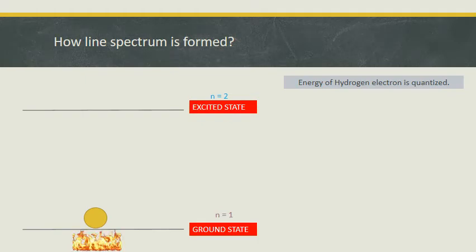Jadi apa yang terjadi di sini, pada ground state selalunya n sama dengan 1, adanya elektron. So ini adalah kita punya elektron. So what happened here? Energy of hydrogen electron is quantized. Ayat ini selalunya mesti kena tulis dalam exam. First sentence untuk menjawab formation of line spectrum mesti kena sebut energy of hydrogen electron is quantized. After that, barulah kita cerita tentang kita supplying the energy.